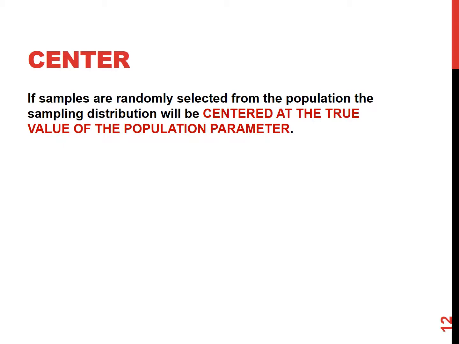Next, we'll talk about the center of sampling distributions. Again, if samples are randomly selected from the population, the sampling distribution will be centered at the true value of the population parameter. That is, the mean of the sampling distribution is at the true value of the population parameter that we are estimating.